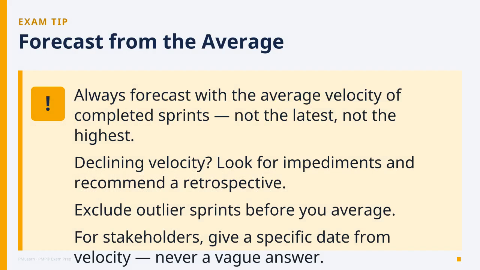Let's bank the exam points. Rule 1. Forecast from the average of completed sprints. Not the most recent, not the best. The average. Rule 2. If velocity is declining, the answer is rarely push harder. It's find the impediments, run a retrospective. Rule 3. Outliers get excluded before you average. And Rule 4. When a stakeholder asks when, give a real date from velocity. Vague answers are wrong answers on this exam. This is where many candidates slip. Don't be one of them.